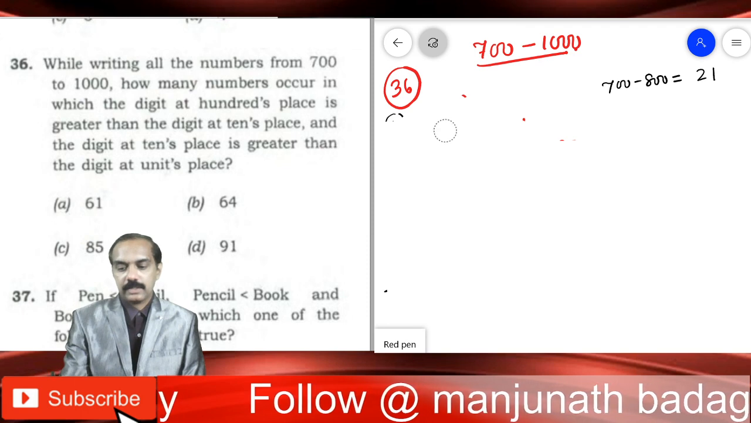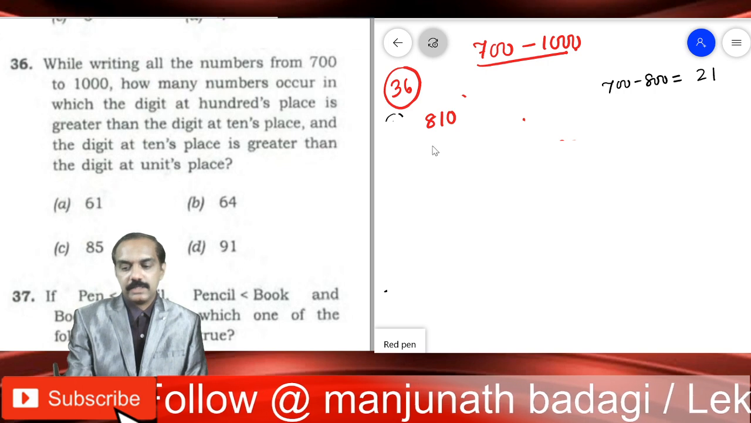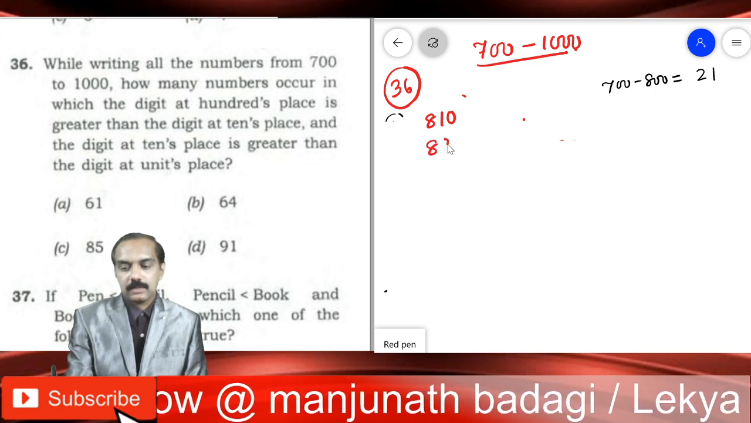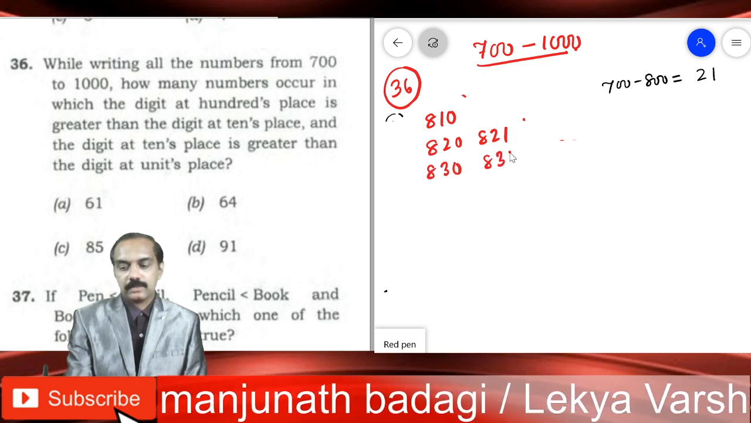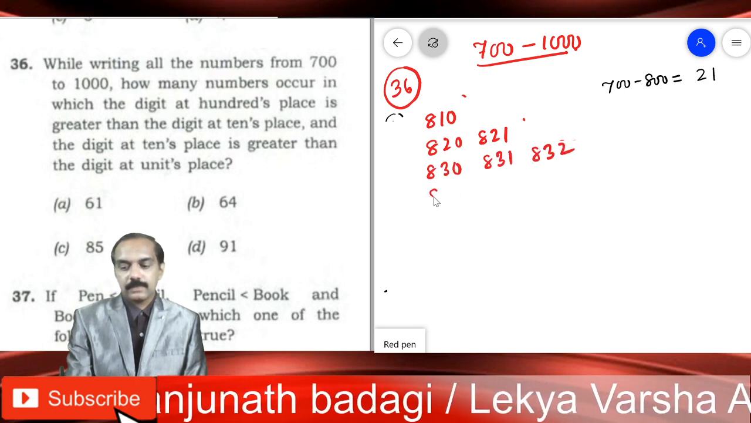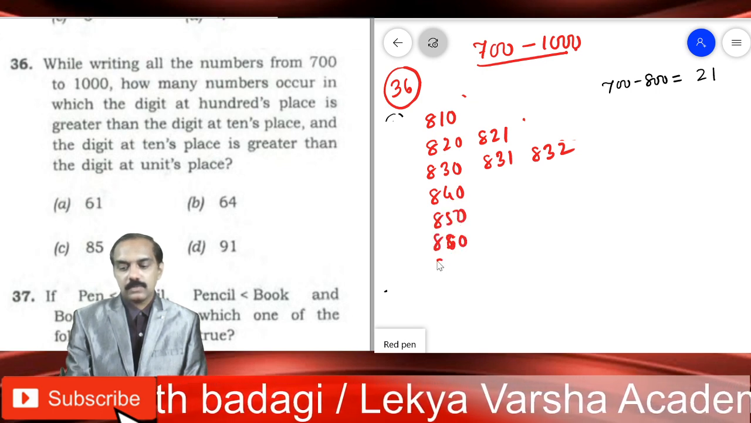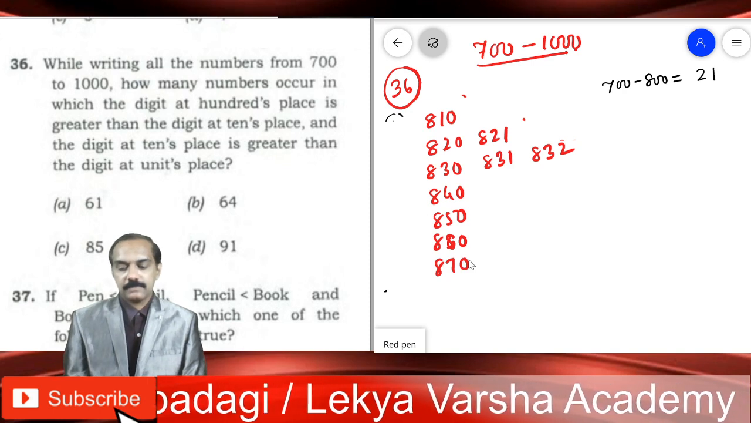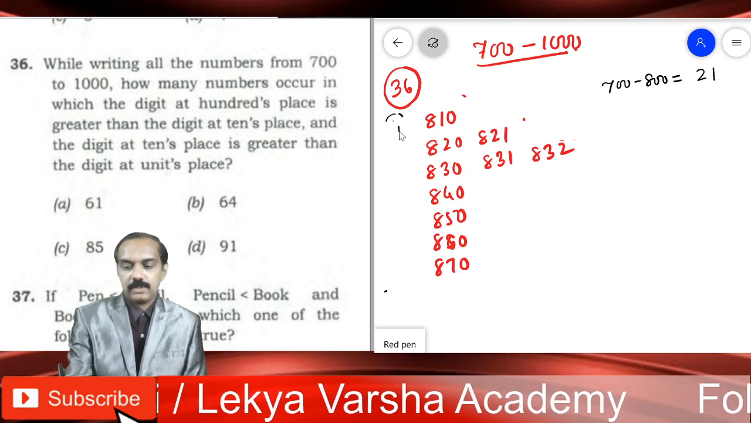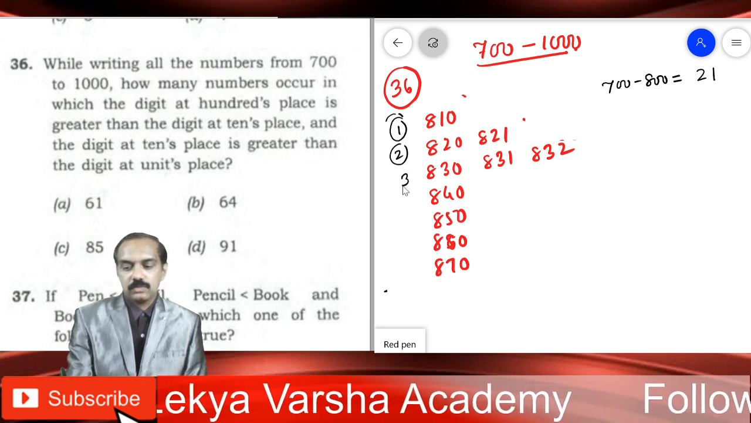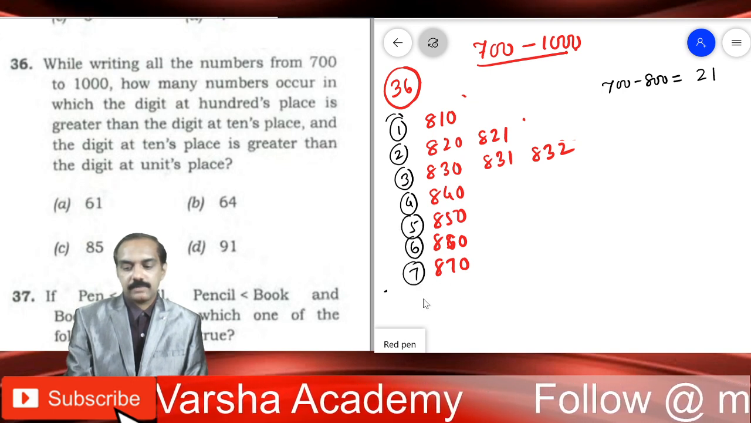Between 800 and 900. So first it will be obviously 810, 820, 821, 830, 831, 832, 840, 850, 860, 870. That is the last. 880 you cannot start. And again the same thing we are doing here. 1, 2, 3, 4, 5, 6, 7.